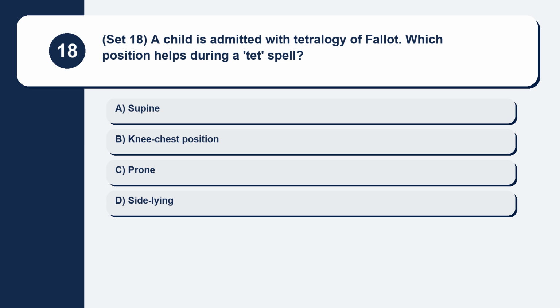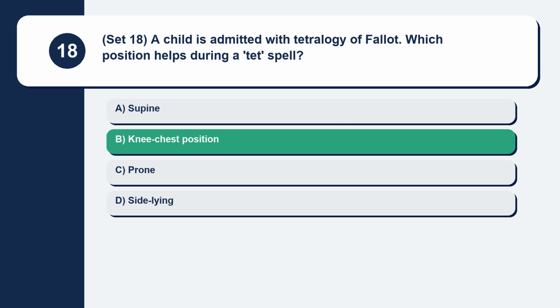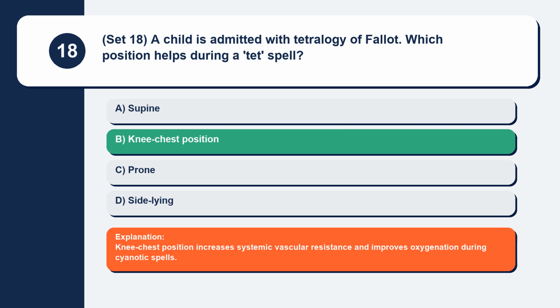Question 18. Set 18. A child is admitted with tetralogy of Fallot. Which position helps during a tet spell? Supine, knee chest position, prone, side lying. Knee chest position increases systemic vascular resistance and improves oxygenation during cyanotic spells.